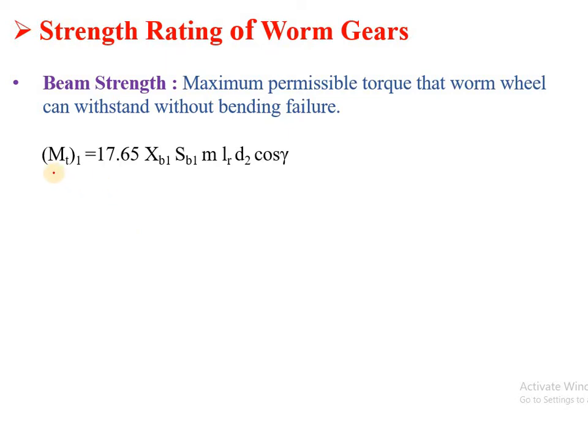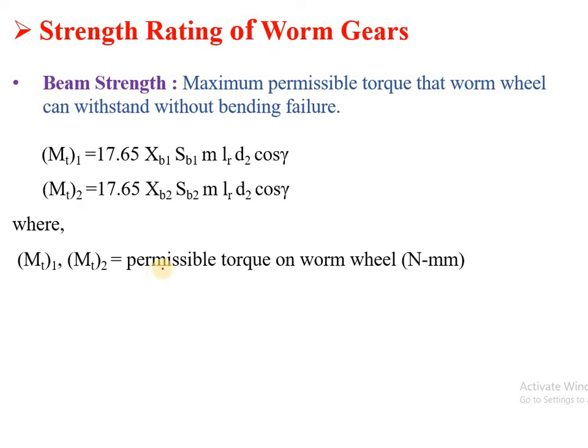So this is the formula for torque. There are two formulas, MT1 and MT2. These MT1 and MT2 are the permissible torque on worm wheel. There are two relations to find the torque. The first relation is by considering the effect of worm, and the second relation is by considering the effect of worm wheel. Both are the torque acting on worm wheel. So by using these two formulas, we have to calculate these two values.